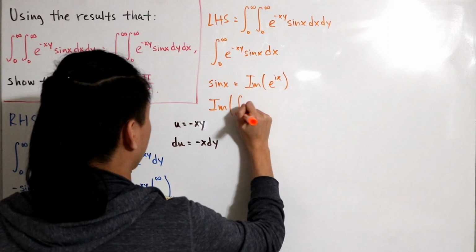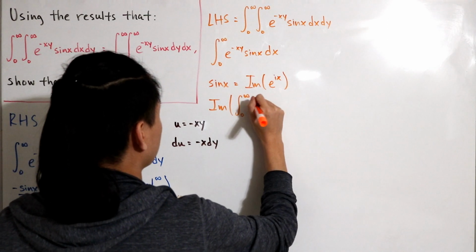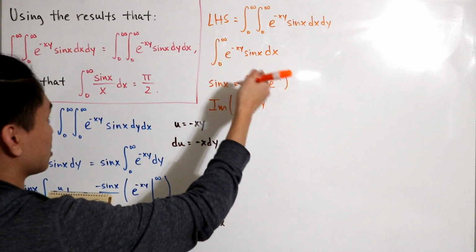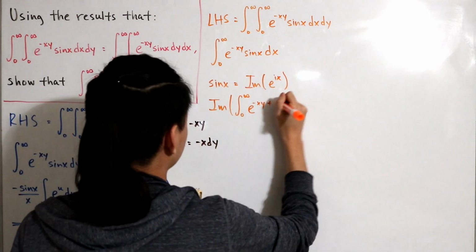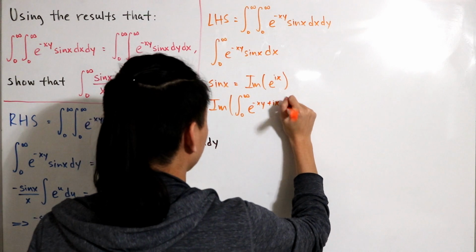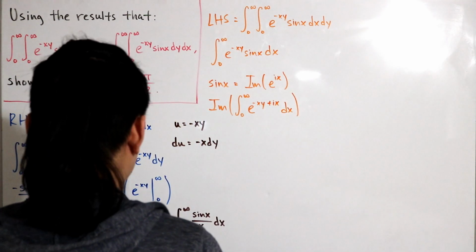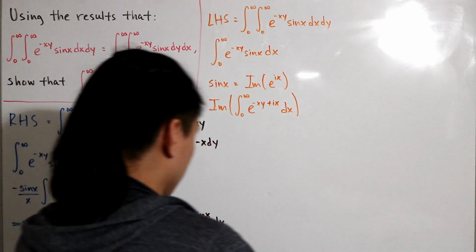So now we have the following: e to the negative x y, then times e to the ix, but let's just add the exponents together with that rule. Then from here, you can perform, yet again, another u-substitution.